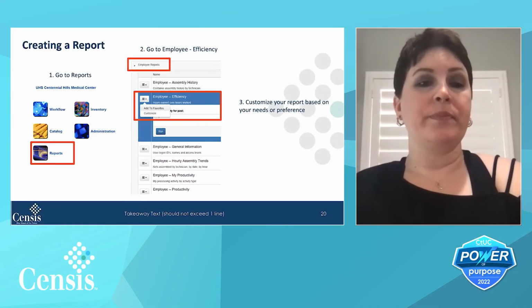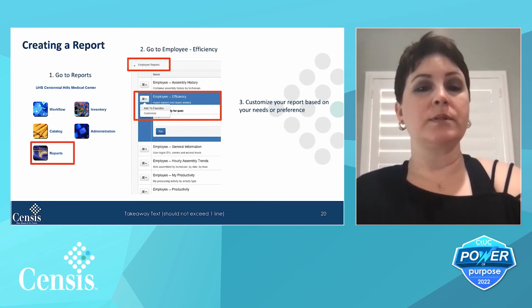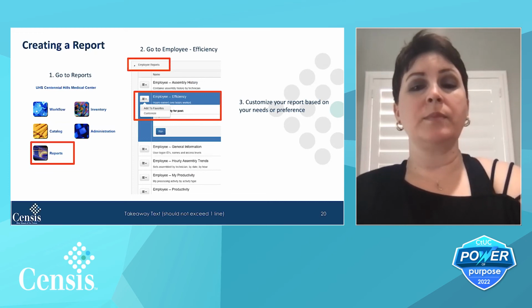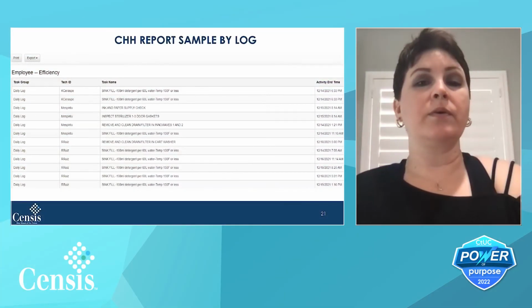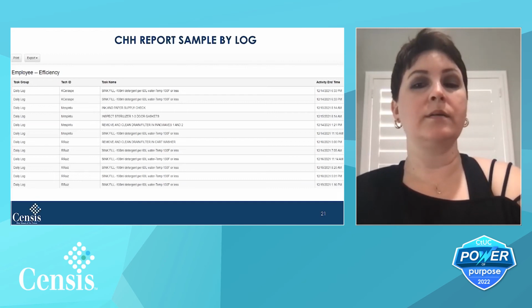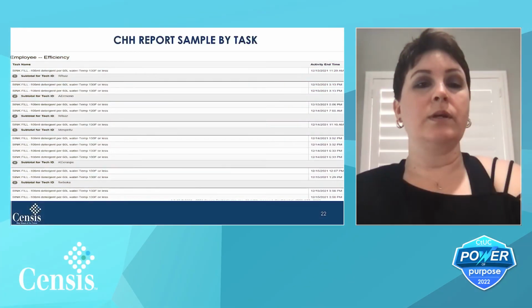Creating a report. From the main menu, if you select Reports, you go under Employee Reports and find Employee Efficiencies, and then select Customize. From the Customize menu, you can go through and set whichever filters you want to run for your report. Here's an example of a report by log. So here we have the daily logs, and then I can see the scans and who did it at what time.